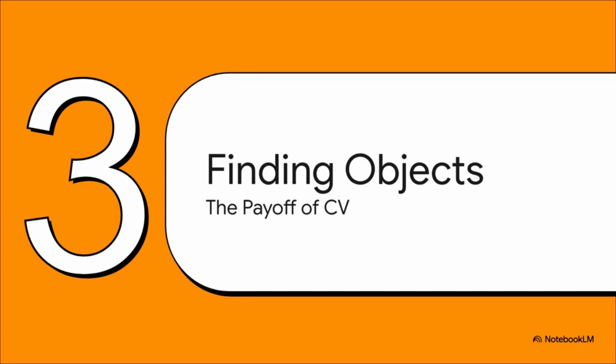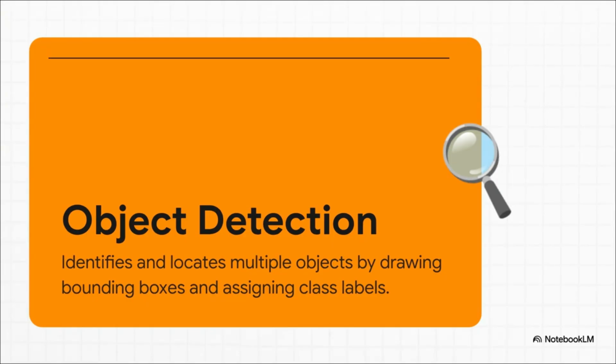So after the system has identified all those basic features like edges and corners, it's finally ready for the main event, actually finding and identifying whole objects. This is where all those previous steps really pay off, and the machine starts to truly understand what's in an image. The first big task here is object detection. See, it's not enough to know there's a cat somewhere in the picture. The system needs to know exactly where that cat is.